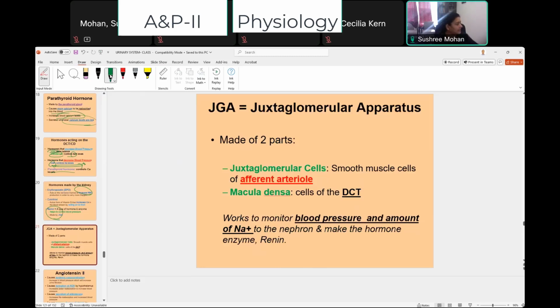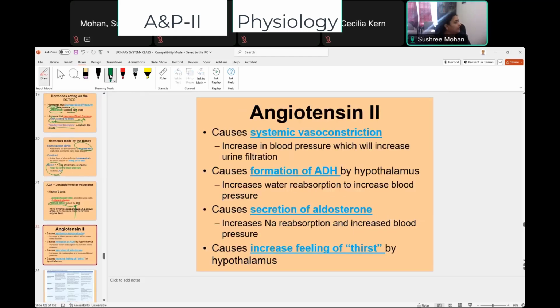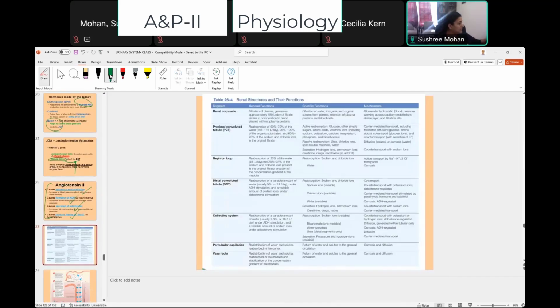The JGA consists of the macula densa that secretes the renin, and it helps to monitor and increase the blood pressure. Then angiotensin 2 causes vasoconstriction, formation of ADH, aldosterone, and the feeling of thirst. All of these changes we have already discussed when we talked about renin. This is a table showing the functions, specific functions, and the mechanism. We have discussed all of it.